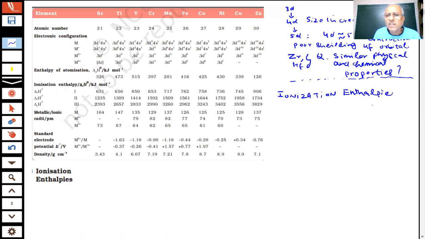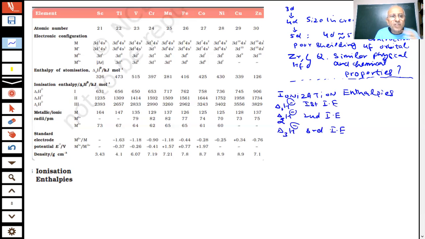When I talk of ionization enthalpy, in this case what you are finding is the values. First you have delta ionization enthalpy 1, which will mean removal of one electron. Then we are talking of delta ionization enthalpy 2, that means removal of the second electron, and delta ionization enthalpy 3. This is what you are calling the first ionization enthalpy, second ionization enthalpy, and third ionization enthalpy.